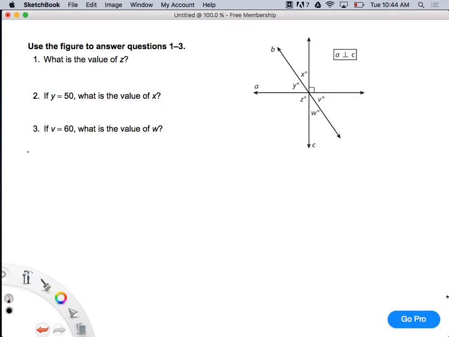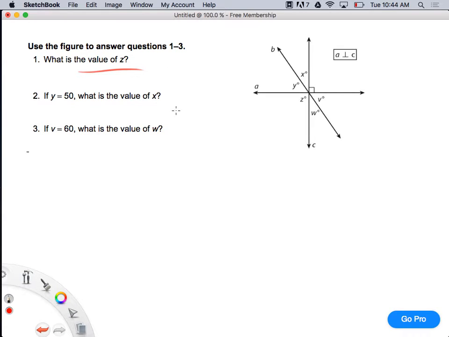Next, let's take a look at this, guys. All right, when two lines meet each other, they're perpendicular. They meet each other at 90-degree angles. So let's take a look at this.